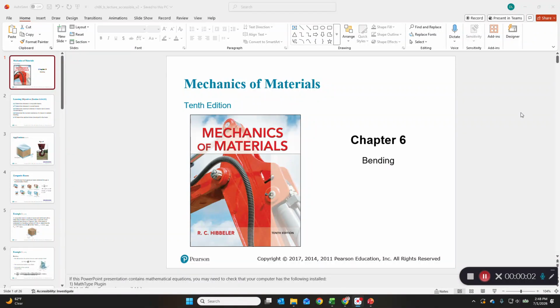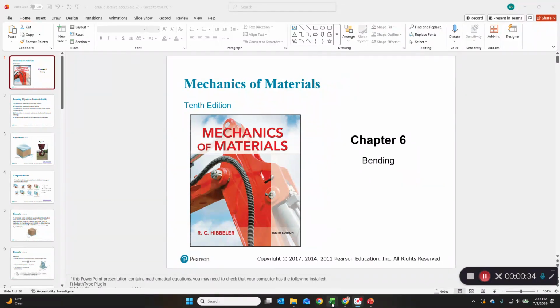Hello, this is Professor Doug, and we are moving on to Chapter 6 in Mechanics of Materials. And this chapter deals with bending. So we will begin by looking at a few examples using Excel, and we will develop shear and moment diagrams in Excel, which actually are quite illustrative and can be done rather simply. And then we will look at a problem involving bending forces.